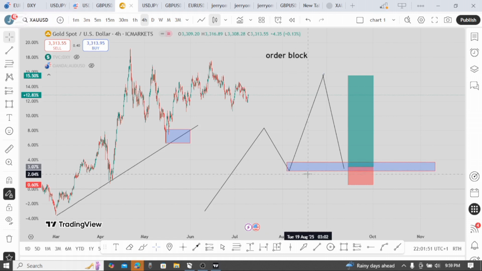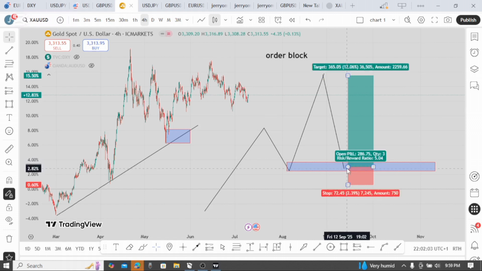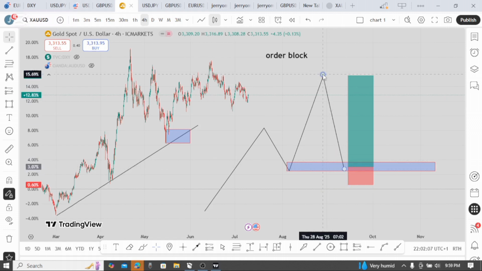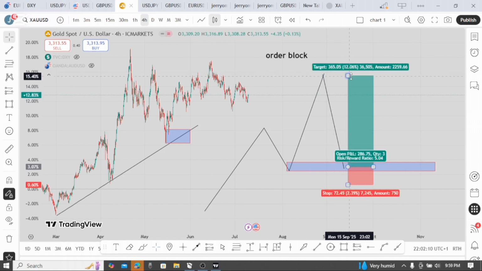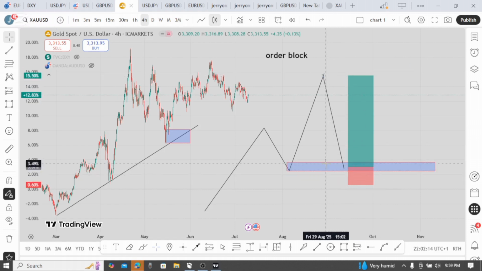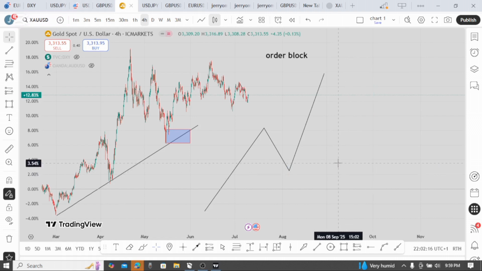Once you identify it, you can use these tools to mark it out. Once you mark it out, you allow price to go up. Then once price comes back to the order block, at least if possible 30 to 50% of the order block, that's when you're going to take your trade. How do you take your trade? Your target is the last high, then your stop loss is a little bit under the order block. So let me show you this on the chart so that you see it.